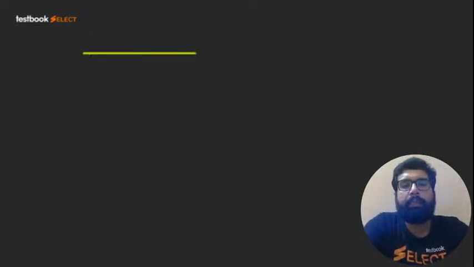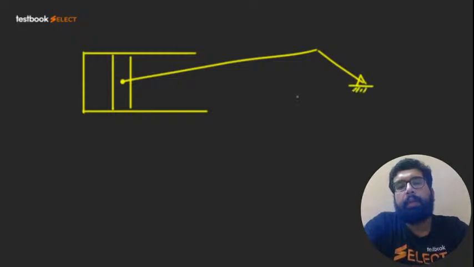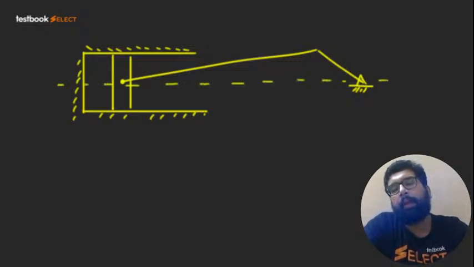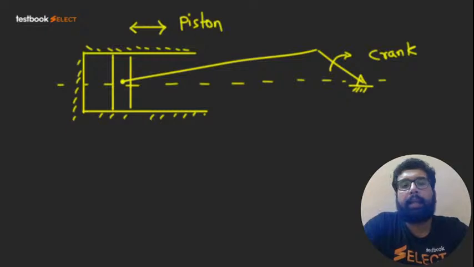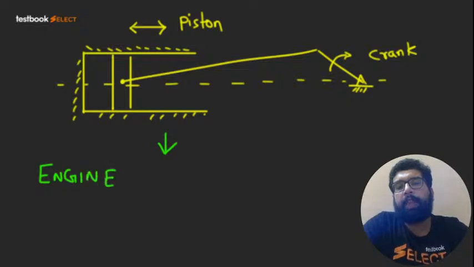Right, so this is a mechanism where the piston always reciprocates and the crank always rotates. Getting my point? Now it is a mechanism. From this mechanism, if I call it an engine, so certainly an engine is a machine. If I want to make it a machine, the engine is obviously a machine.